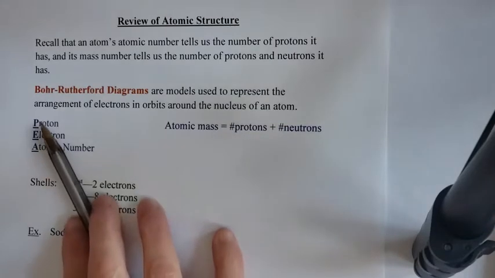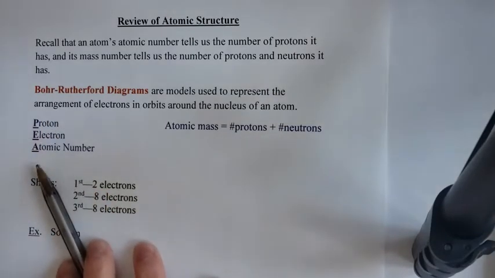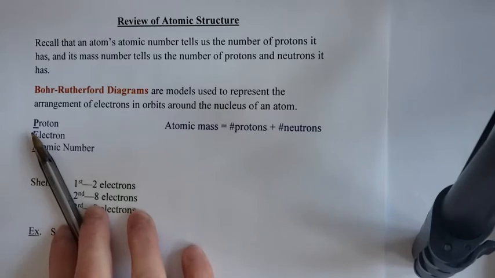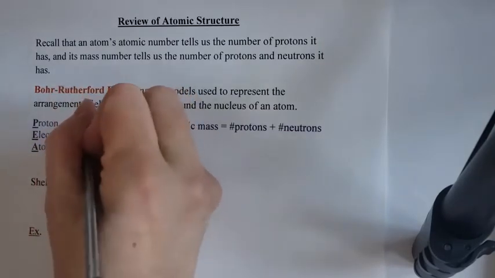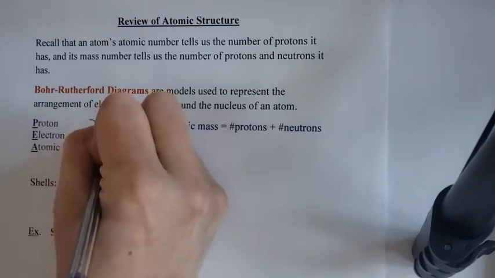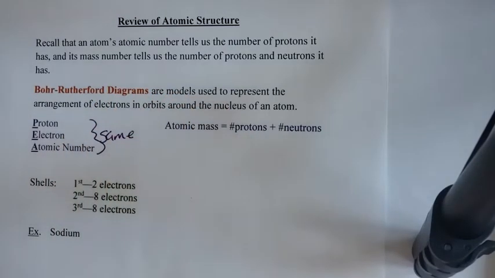So I always use PEA, the vegetable. And what it means is the number of protons, electrons, and the atomic number are all the same. So if you have 5 protons, that means you have 5 electrons, and the atomic number is 5 as well. So if you know one of them, you know the other 2. So let's say the atomic number was 12. Well, that means you have 12 electrons and 12 protons.